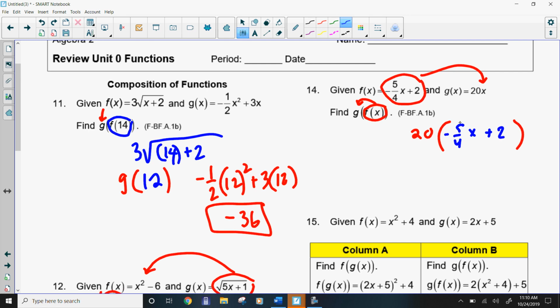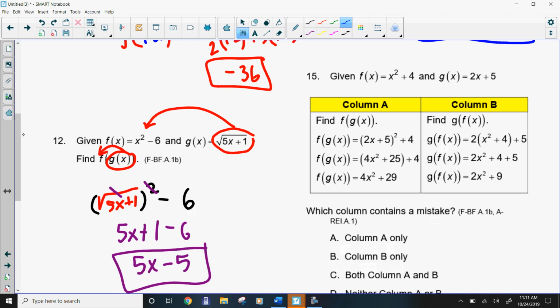So we distribute the 20. When you distribute the 20, you do it in the calculator. You just don't put the x. So 20 times negative 5 over 4 is negative 25. And then you just put the x back on. And then 20 times 2 is plus 40. And then that's your final answer.